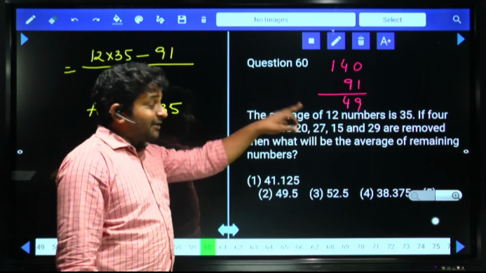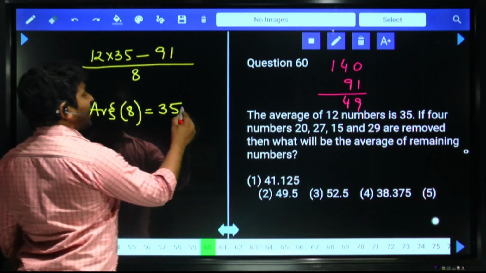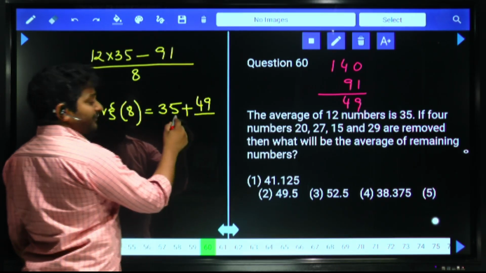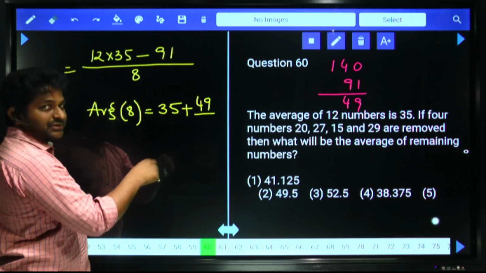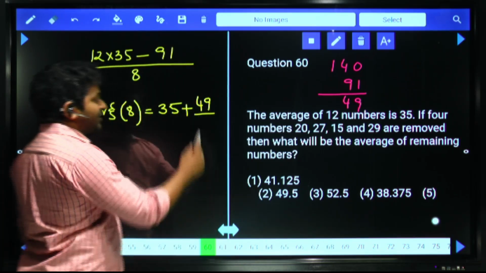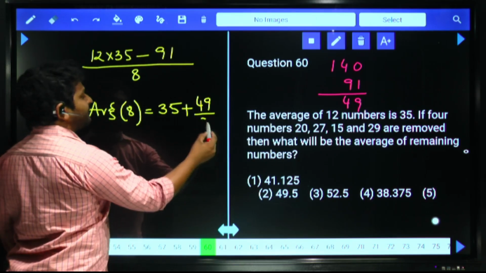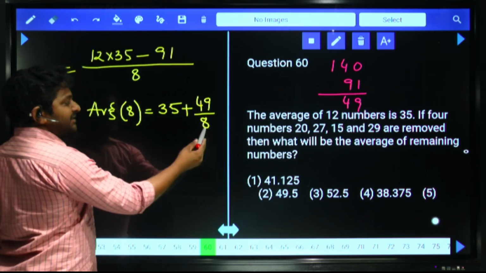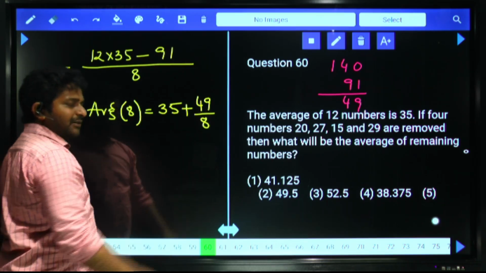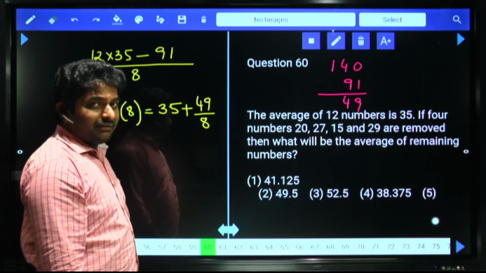సో ఈ రిమైనింగ్ 49 వల్ల యావరేజ్ ఏమవుతుంది? యావరేజ్ ఈజ్ ఇంక్రీజింగ్. సో కెన్ వి డైరెక్ట్లీ యాడ్ 49 to 35? No, because 35 is average. Now 49 is just a number, difference in number అది. సో ఈ 49 ని యావరేజ్ గా కన్వర్ట్ చేయాలి ఫర్ 8. 6 times అంటే 48 కంటే కొంచెం ఎక్కువ ఉంది. 1/8 అంటే మీకు ఆల్రెడీ తెలుసు 12.5%.